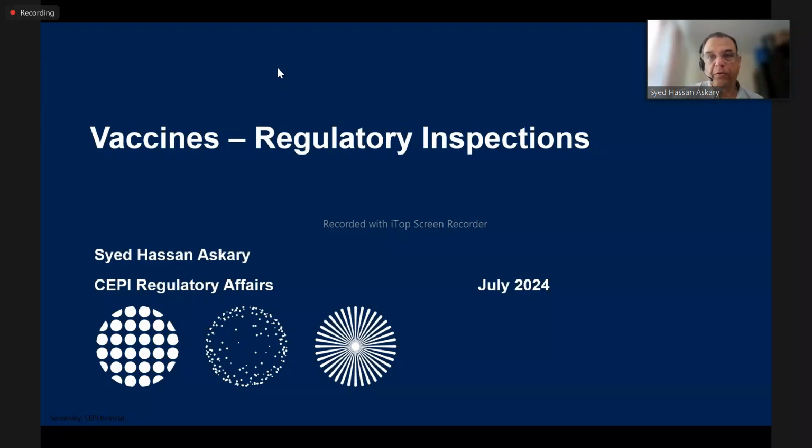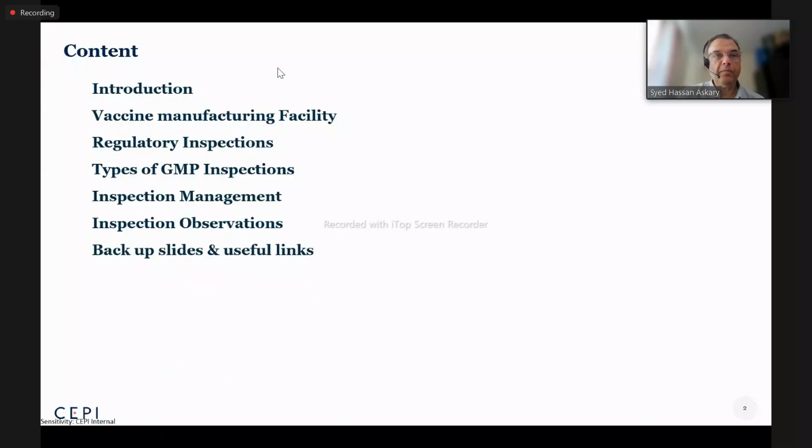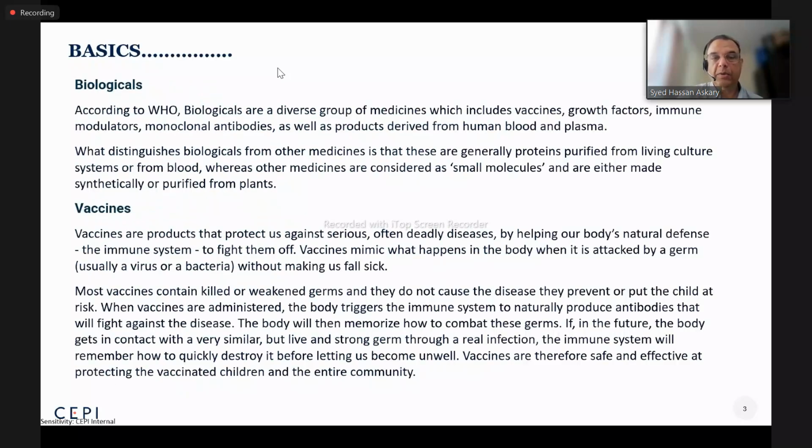So without further ado, because we have already lost 10-12 minutes, I will jump right into the discussion on regulatory inspections. This is just a content heading slide to identify what we're going to discuss in this presentation. Again, we have seen this slide in previous presentations, so I won't go into this.